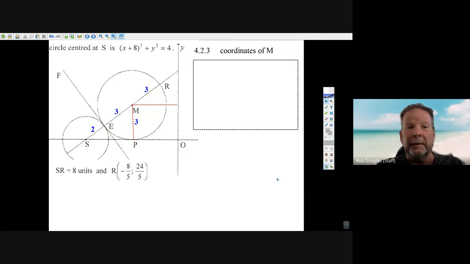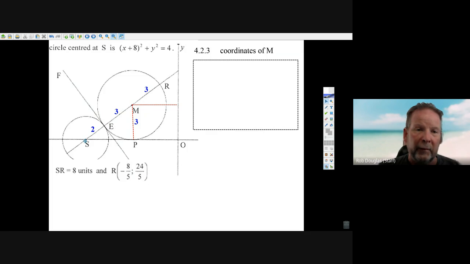Okay, we're looking at the next question. Now, the next question is a little bit tricky. I'm sure there are many ways to do it, but this is the way that I did it. So let's take a look at the coordinates of M. We want to get at M here.